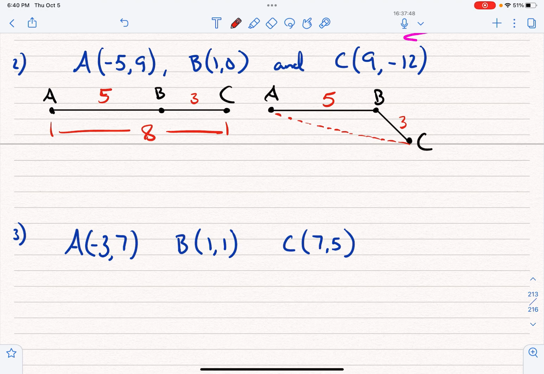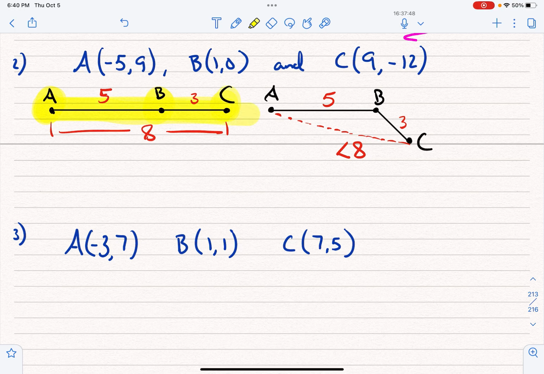It's not collinear. And so C would not be 8 units away, but in fact, it would be a little bit less than 8. Okay? And so that would show that those points can't be collinear. If they're collinear, which means all 3 points are on a line. Co meaning with or together, linear meaning line, so together on a line.